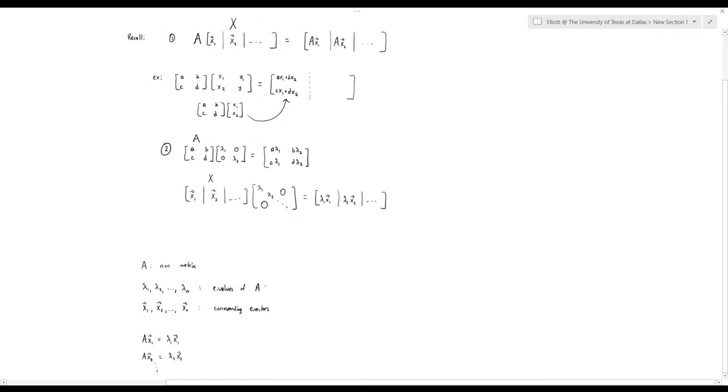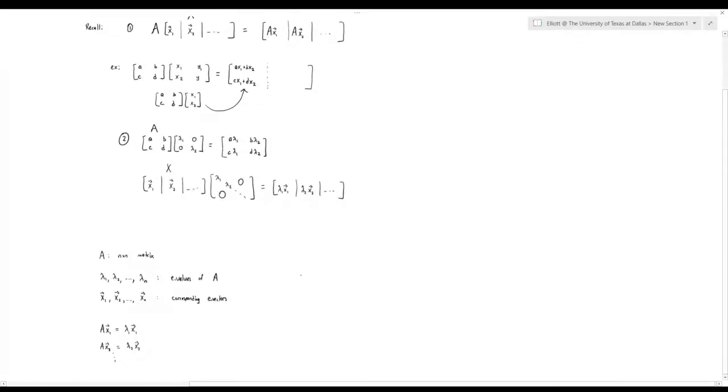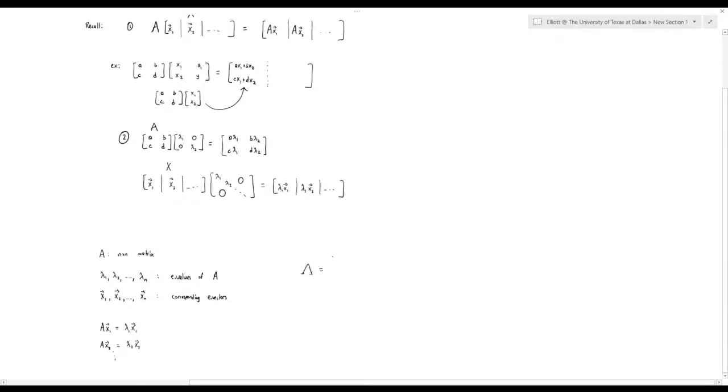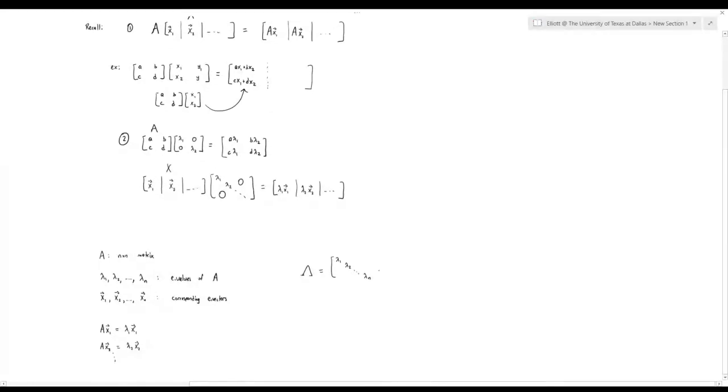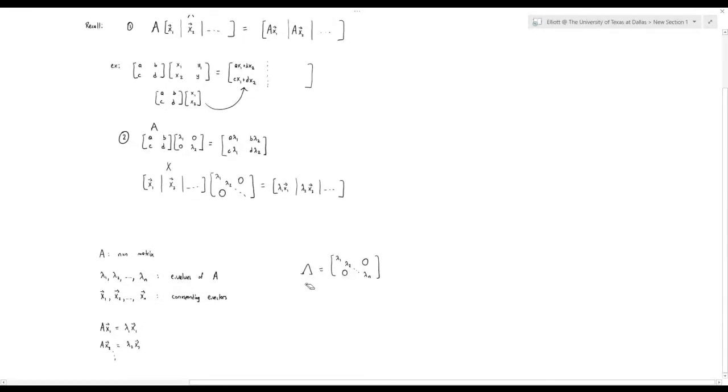Now, if I take the eigenvalues and the eigenvectors, let's say I put the eigenvalues into a diagonal matrix. This symbol here is a capital lambda. So these are lowercase lambdas, and this is an uppercase lambda.